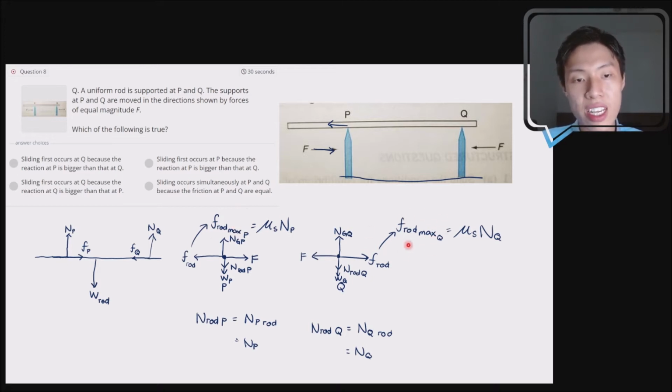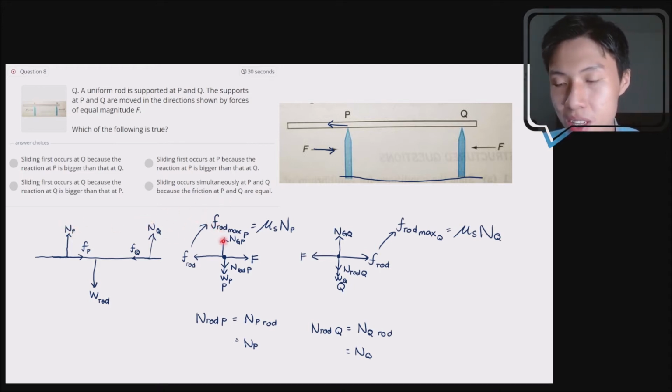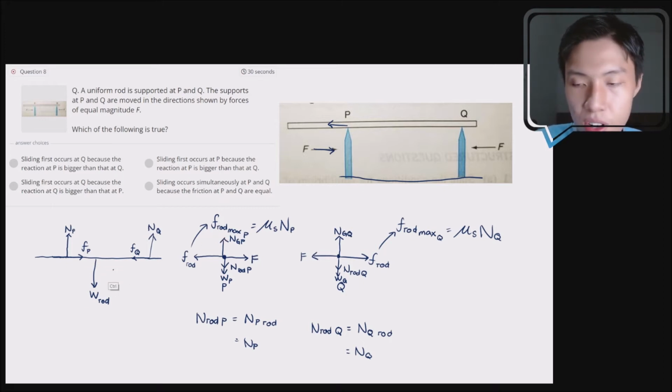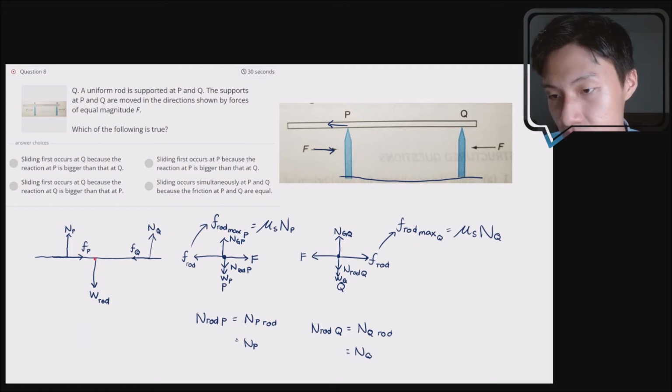The one with the least amount of force, the least maximum static friction, will slide first. So we have to determine which one has a smaller magnitude of normal force. The idea is quite similar. You are not interested in the weight of the rod, so you take this point here as your axis of rotation.